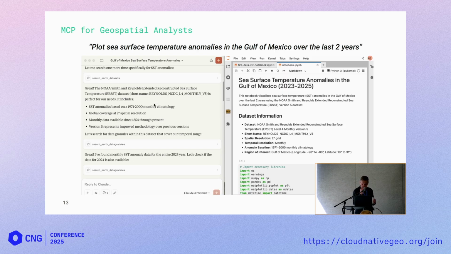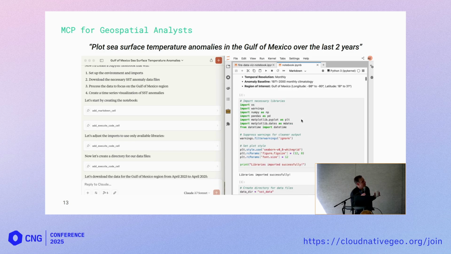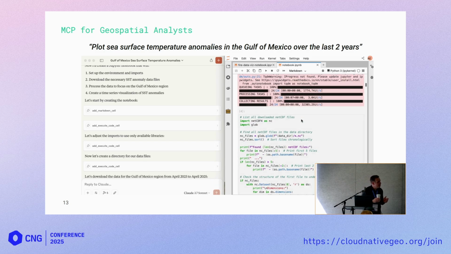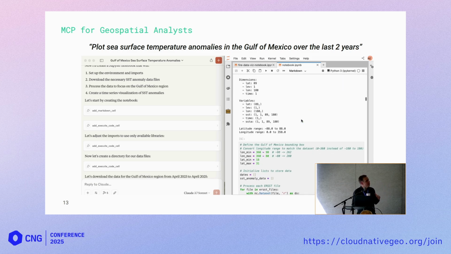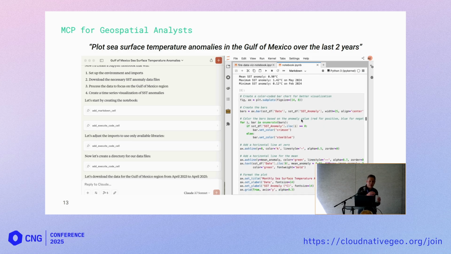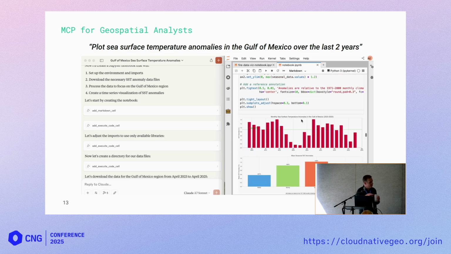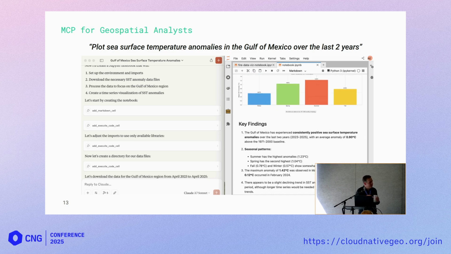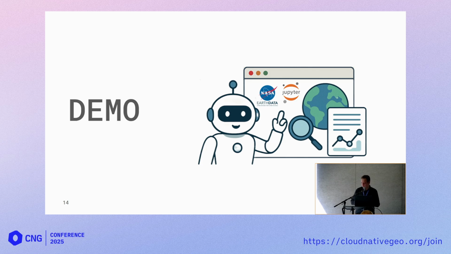Right, this is not a live demo. I will do that just after, but this is an example of a question you can ask to the LLM. So, plot sea surface temperature over the last 2 years. What you see on the left is a Cloud desktop. What you see on the right is the result generated by the LLM. So let's move on to the demo.